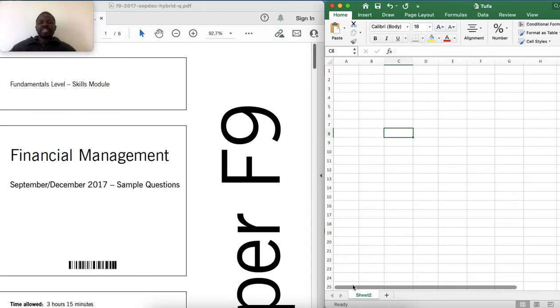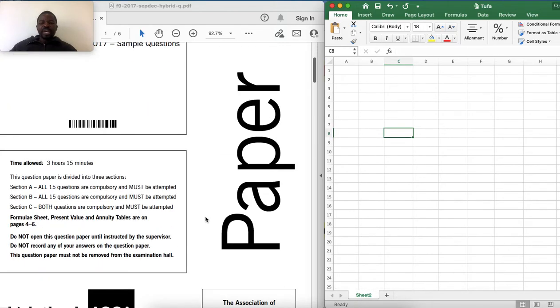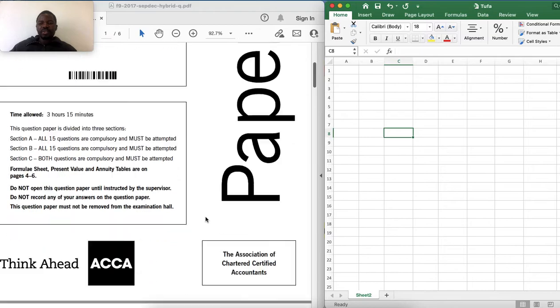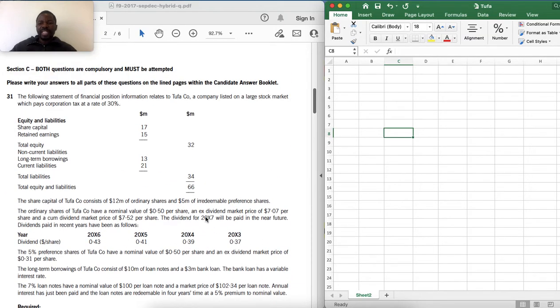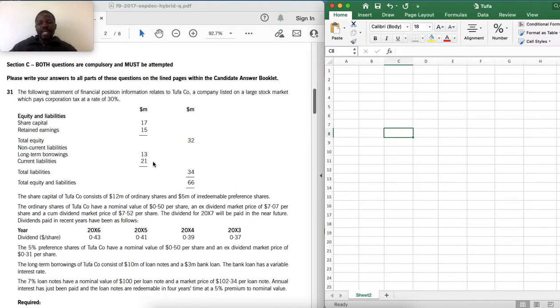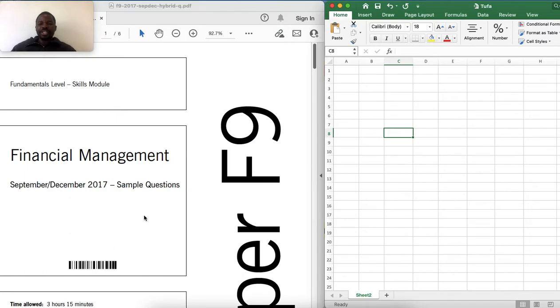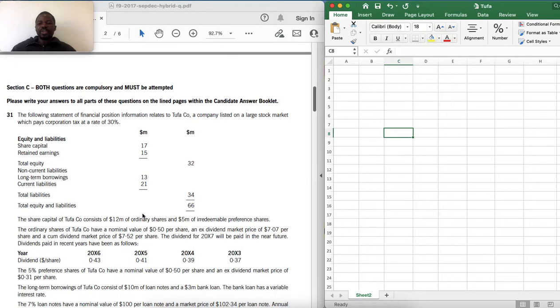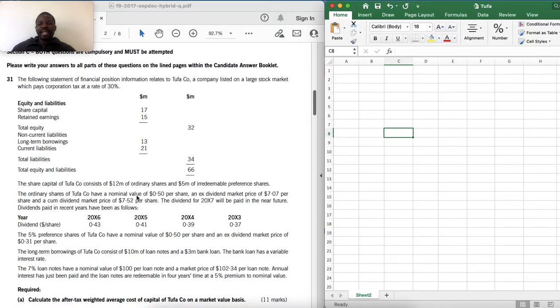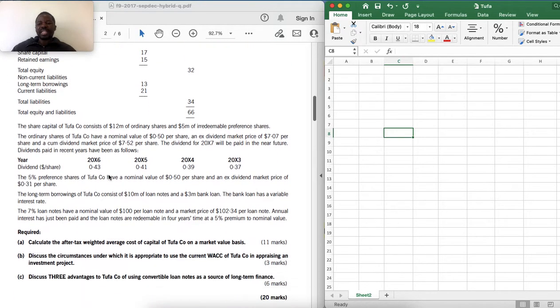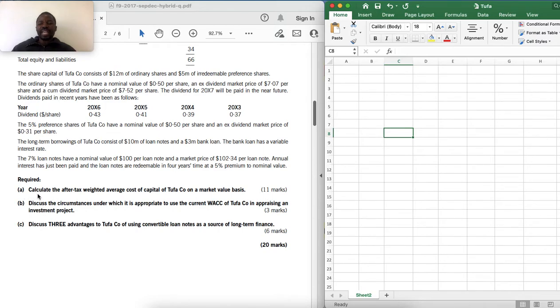Today we are going to cover the weighted average cost of capital. We'll be using the December 2017 sample question from ACCA. Go ahead and download this question paper, as it will come in handy when we are doing question 31. I assume that you have downloaded it and are now looking at question number 31.